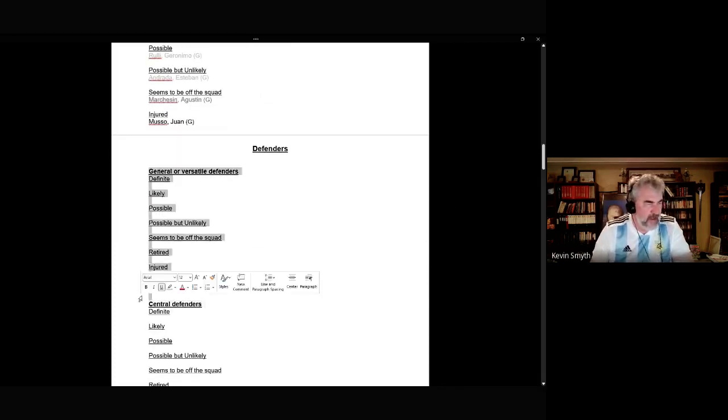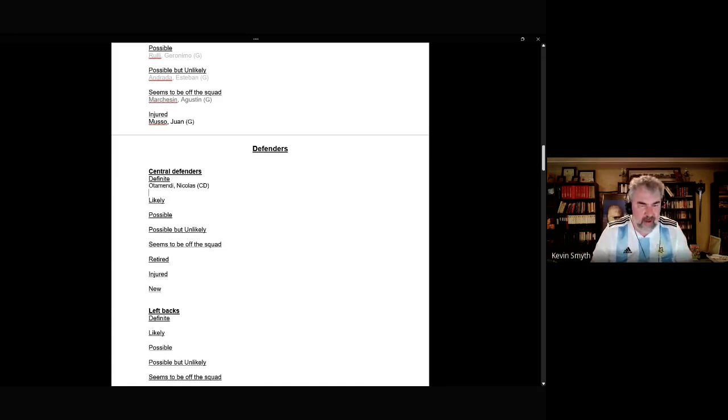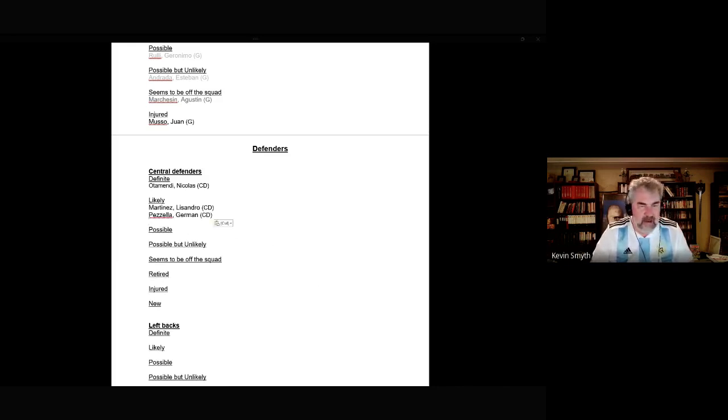So we'll start with central defenders, and we have Nicolas Otamendi as a definite candidate, and Lisandro Martinez. There are a lot of Martinezes on Argentina, which was a bit confusing during the World Cup if you don't know the players well enough to separate them in your mind.